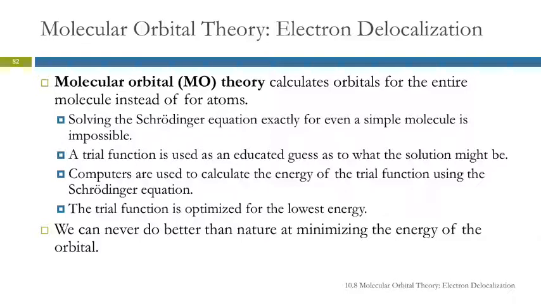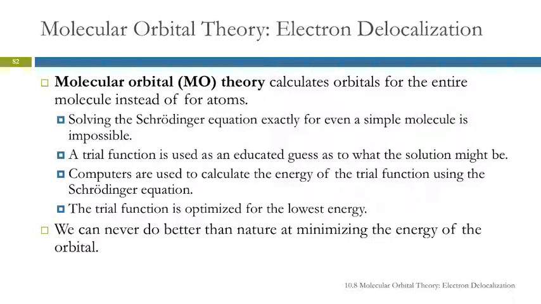So the Schrödinger equation is the basis of orbital shapes, I guess you could say. Unfortunately, we can't solve the Schrödinger equation except for hydrogen. So what we do is we just use a trial function. It's kind of a trial and error method. You put in a trial function and see how that works out, and then you adjust it. So they use computers to do this, calculating the energy of the trial function.